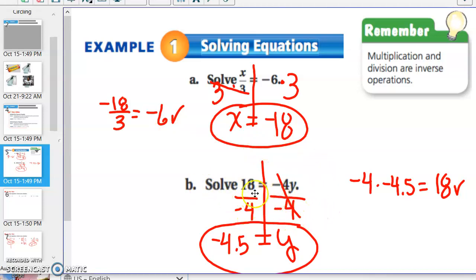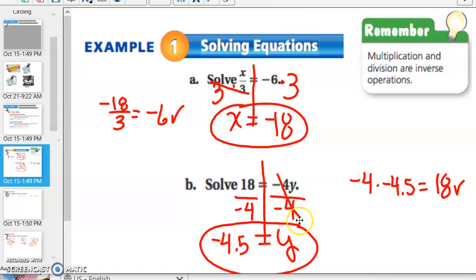Now this one switched around a little bit, but it says 18 equals -4 times y. Well, the inverse of multiplying by -4 would be to divide by -4, and remember, this is the division sign I want you to use. So if I divide by -4 on this side, I also have to divide by -4 on that side.